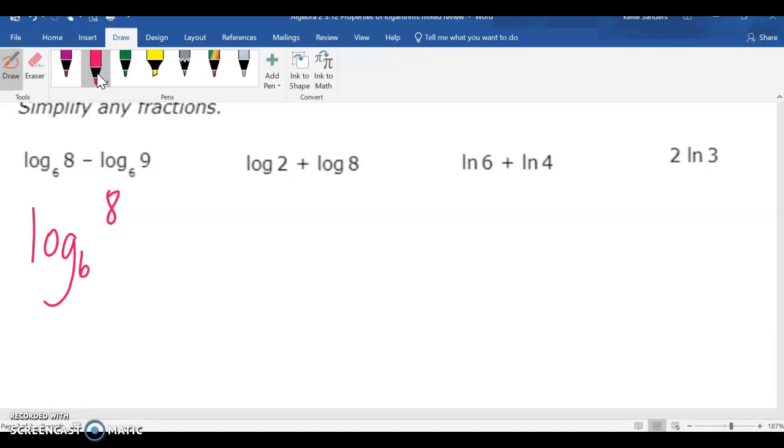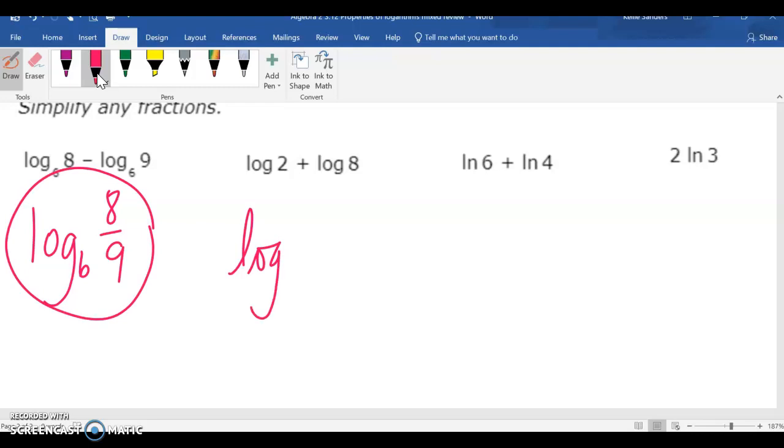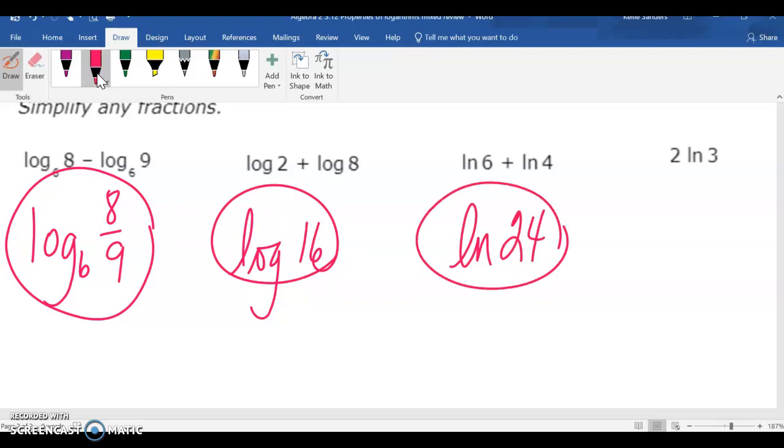Subtraction, so division. Addition, so multiplication. Addition, so multiplication.